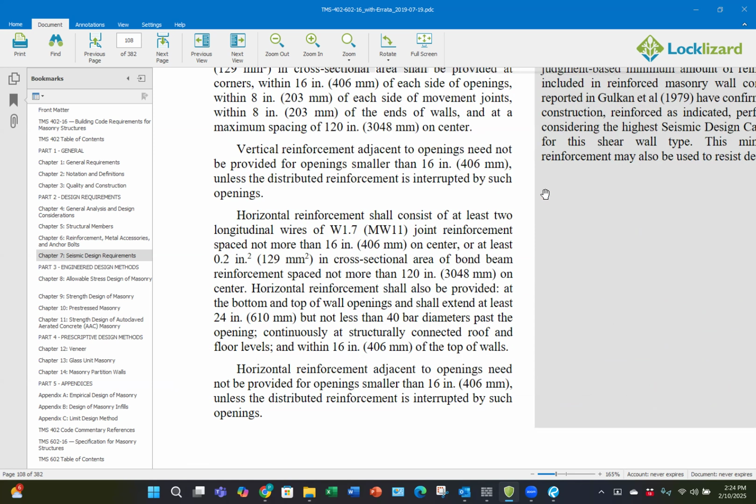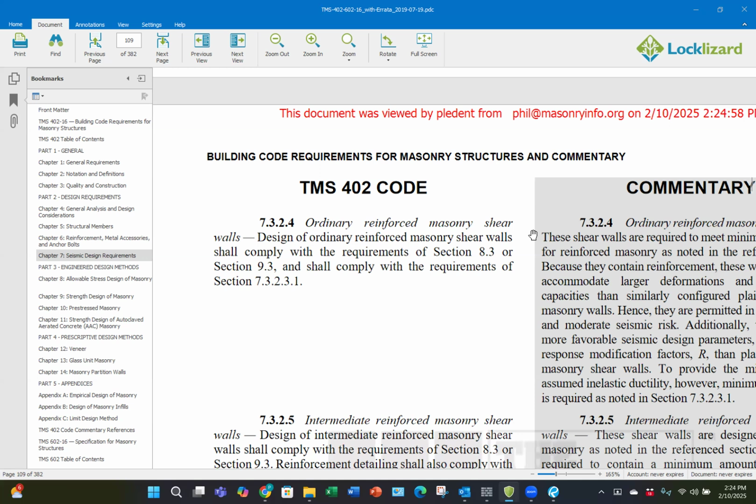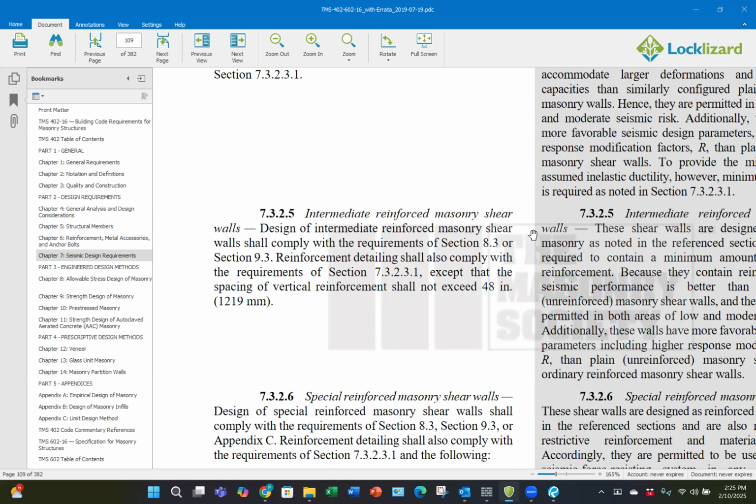And typically our horizontal joint reinforcement will simply comprise our bed joint reinforcements at 16 inches on center. Once we look at intermediate reinforced masonry shear walls, same exact detailing requirements, except that we have a maximum spacing of vertical reinforcement of 48 inches or 4 foot on center.